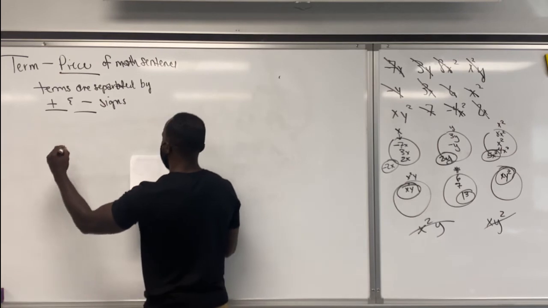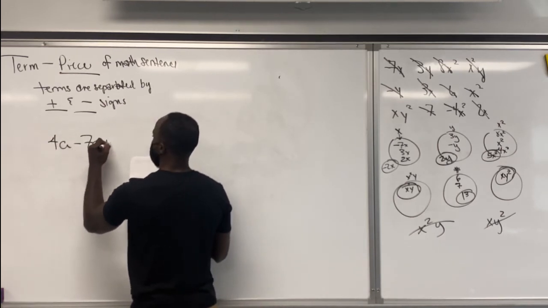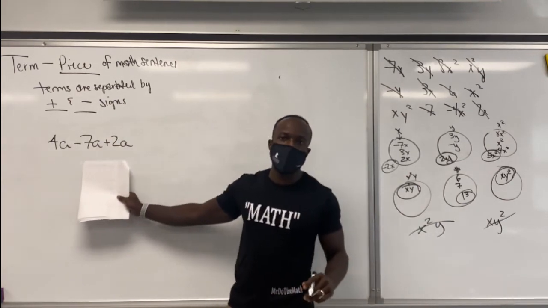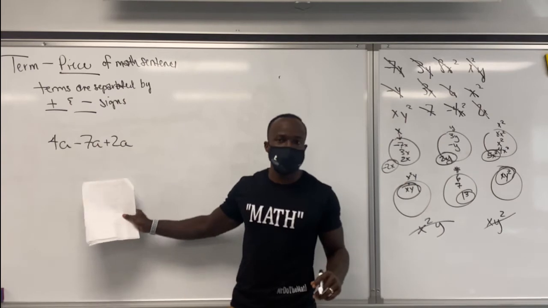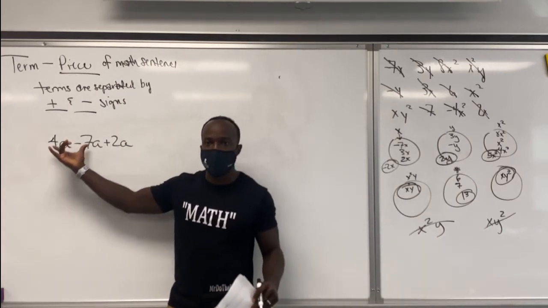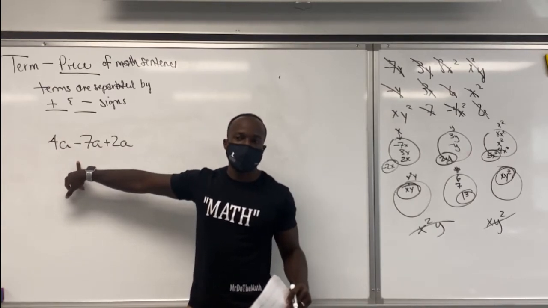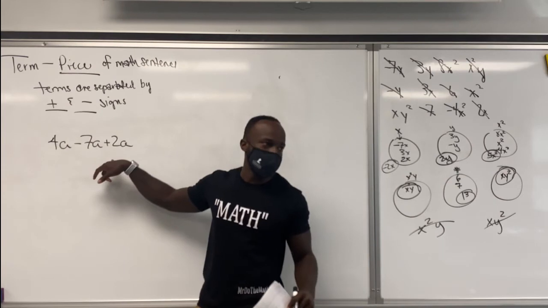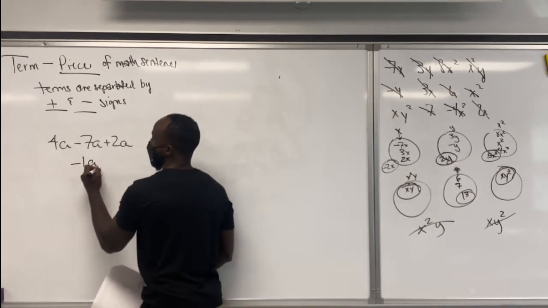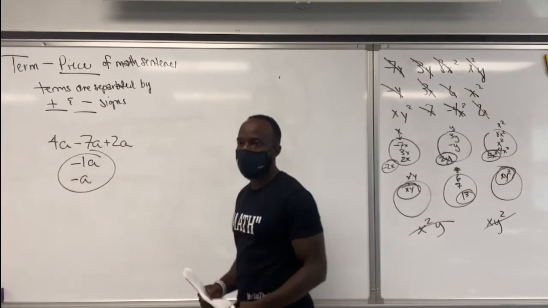So let's jump to number 2 where it says 4a minus 7a plus 2a. All of these are like terms because they have a as the variable, right? So all we have to do is add or subtract the coefficients. So it's going to be 4 minus 7, which is what? Negative 3 plus 2? Negative 1. So we're going to get negative 1a or just negative a. Any one of these is the answer. Okay?